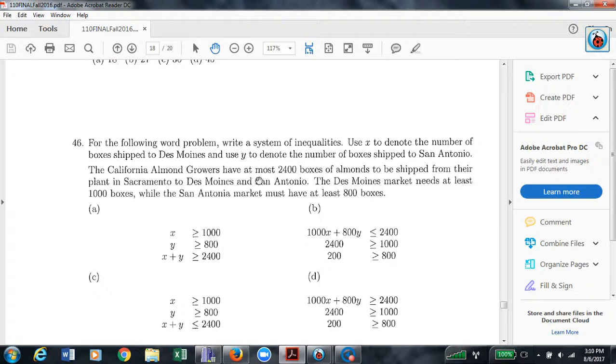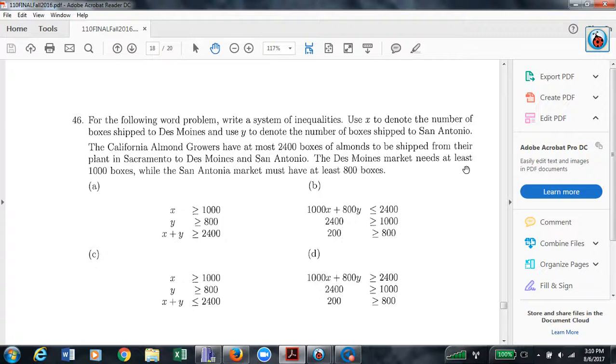All right. They have at most 2,400 boxes of almonds to be shipped from their plant in Sacramento to Des Moines and San Antonio. Okay. The Des Moines market needs at least 1,000 boxes. X was Des Moines, so X is greater than or equal to 1,000. San Antonio has to have 800. San Antonio was Y, and so Y has to be greater than or equal to 800. So both of those are true.